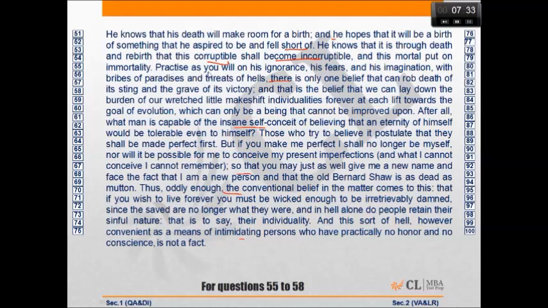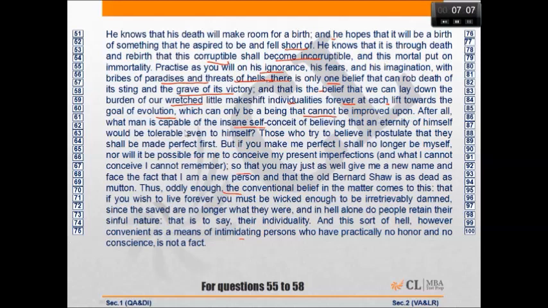Practice as you will on his ignorance, his fears, imagination with bribes of paradise and threats of hell. There is only one belief that can rob death of its sting and the grave of its victory, and that is the belief we can lay down a burden of wretched little makeshift individualities forever at each lift towards the goal of evolution, which can only be a being that cannot be improved upon.